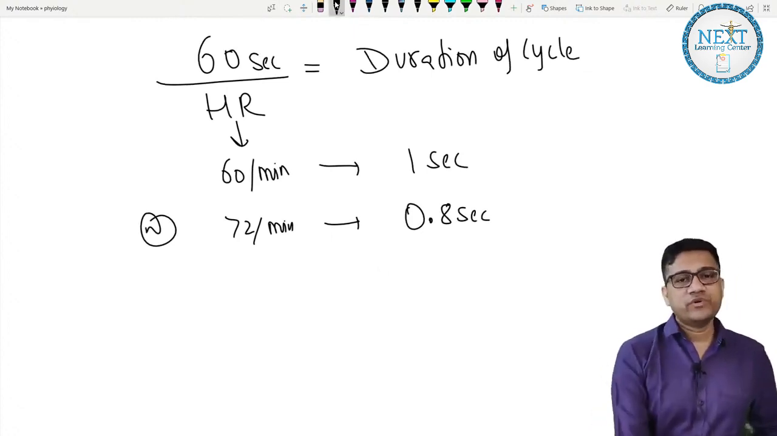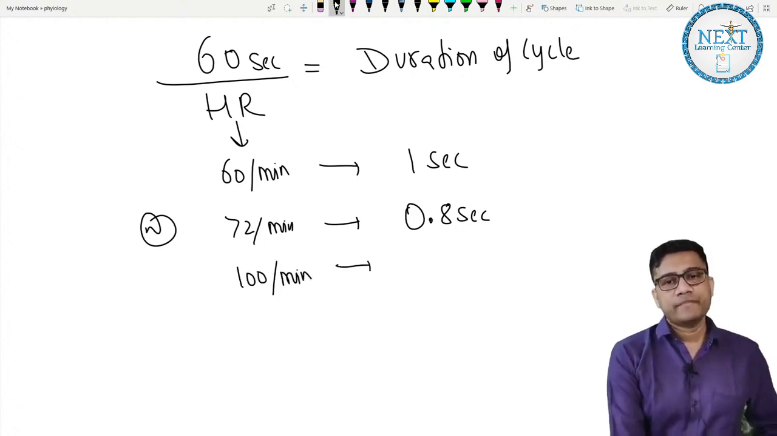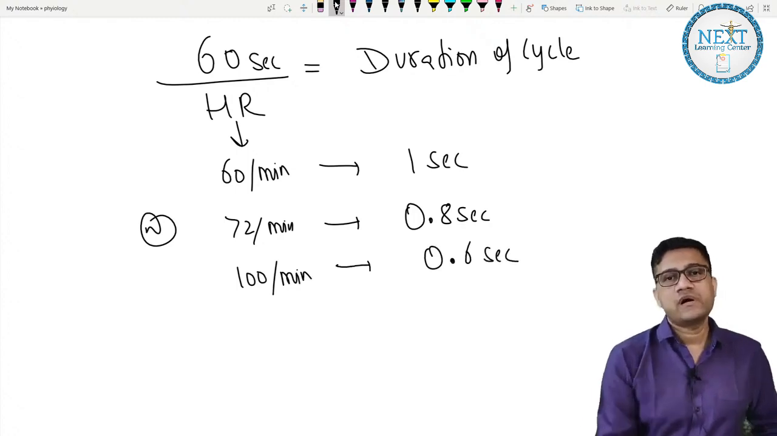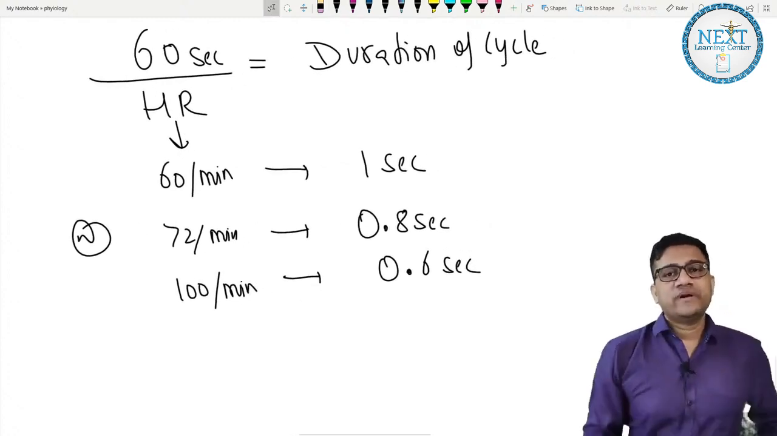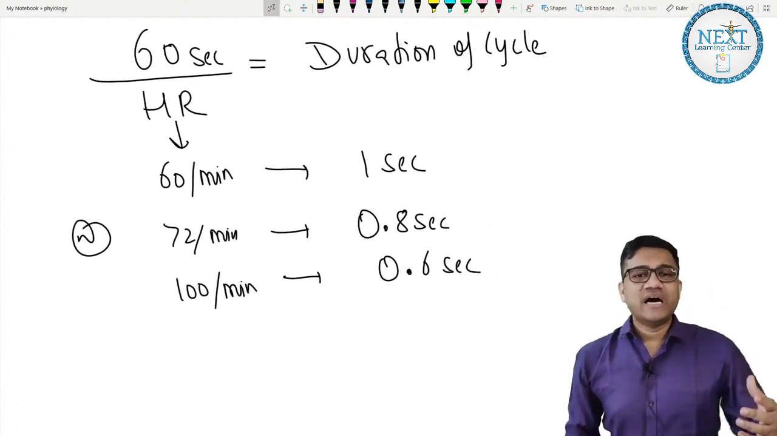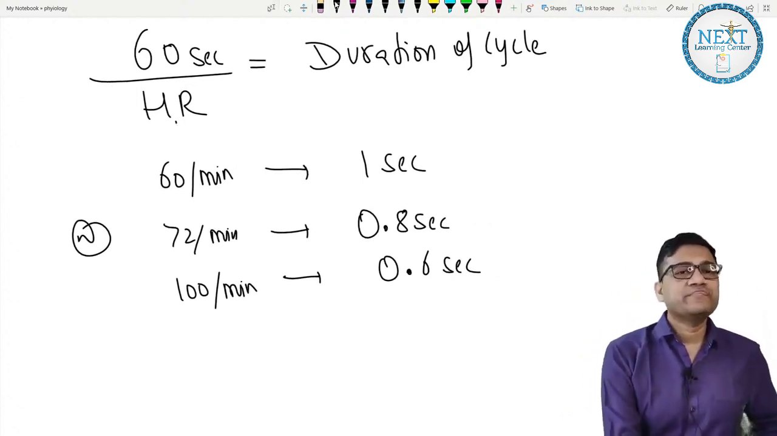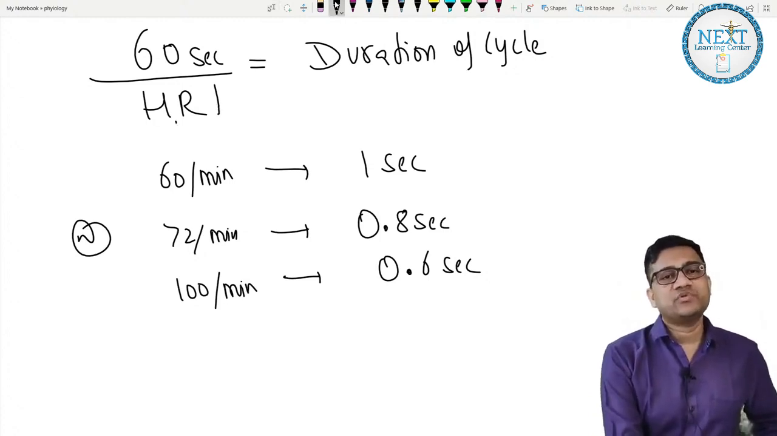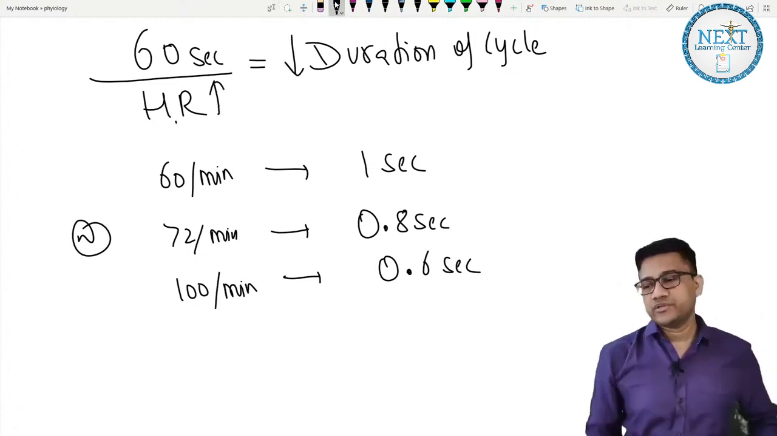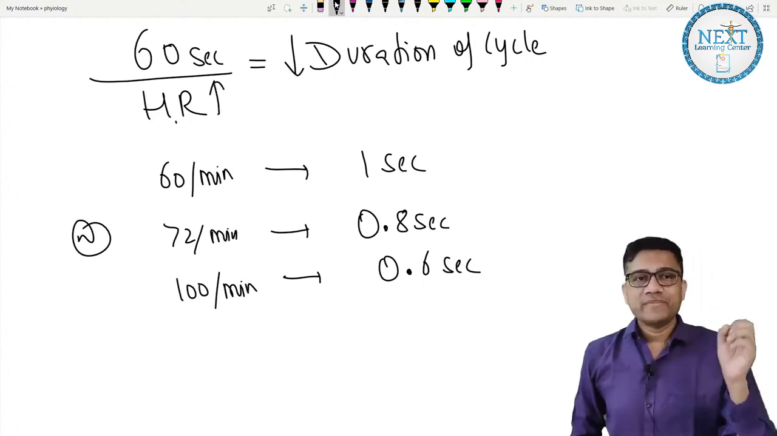Okay, if you take 100 per minute, it becomes 0.6 second. So that is what I am actually saying. As the heart rate increases, the duration will decrease because it will take less time. So increase heart rate, decrease duration.